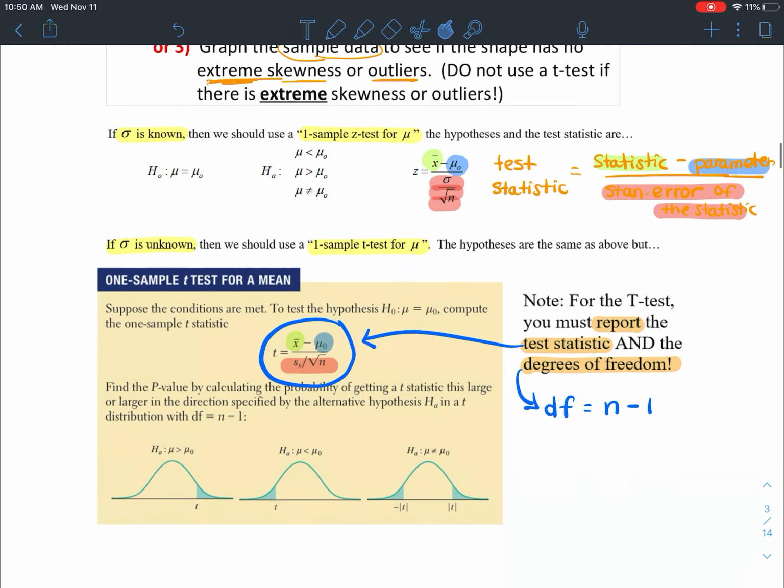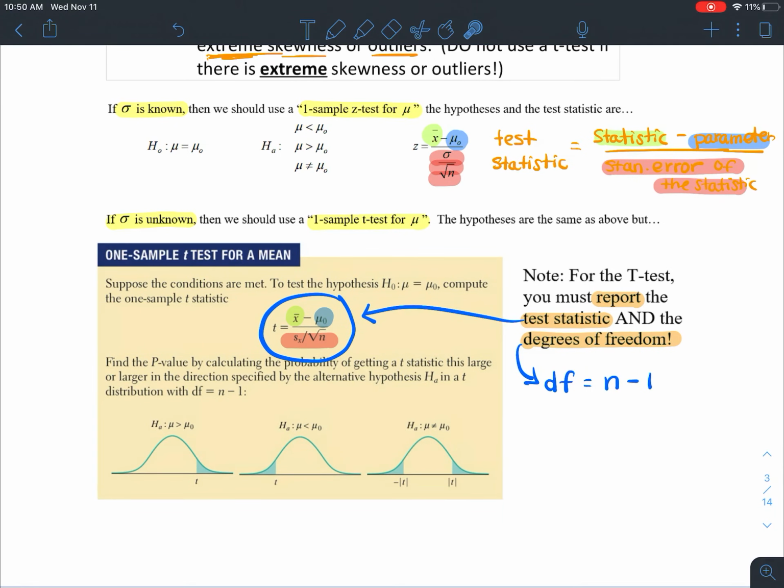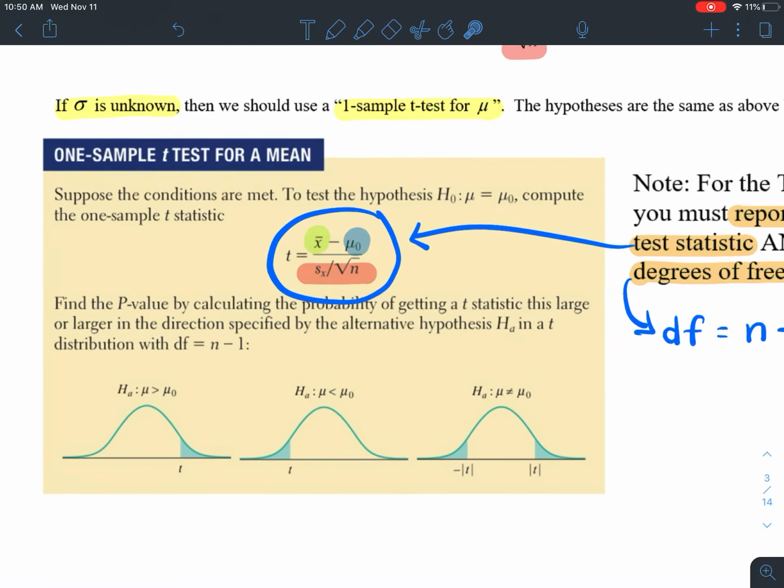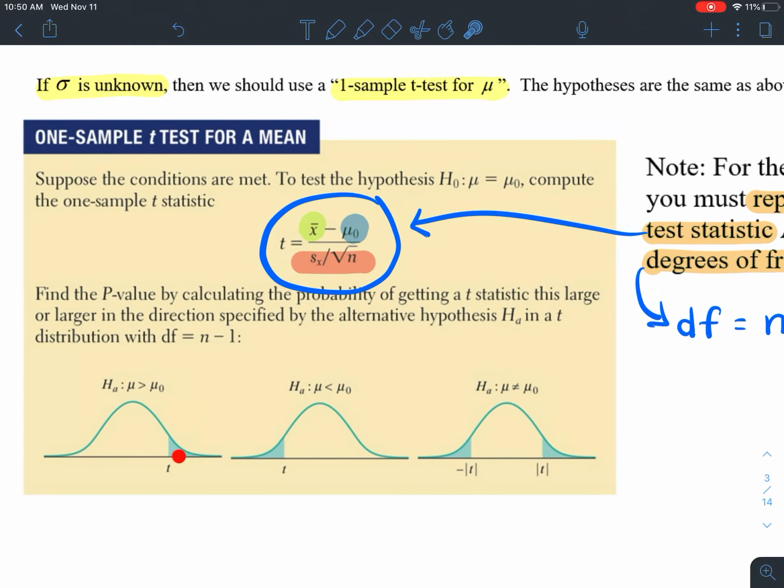Okay, so we have some different options, just like we did with significance tests for proportions. If our alternative hypothesis is a greater than, then we're shading to the right, and the p-value represents that area. If it's less than, we're shading to the left, and it would be a two-tailed test if it is a does not equal to.